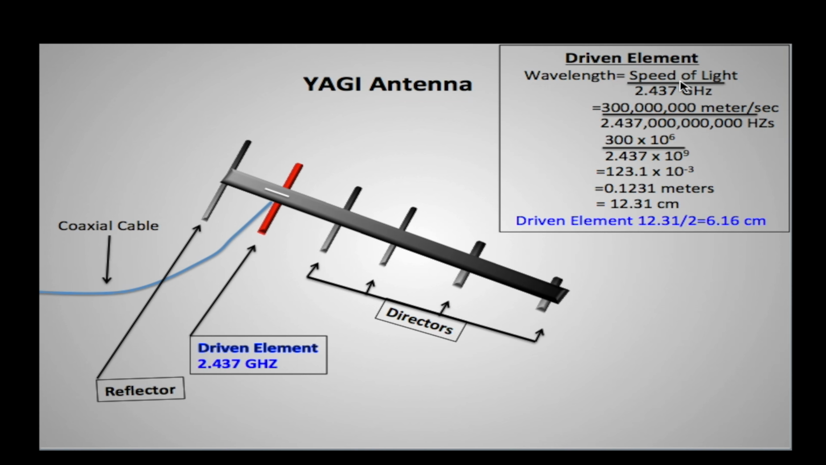Wavelength is equal to the speed of light over frequency. Now the speed of light is 300 million meters per second. That's 3 followed by 6 zeros, times 100. Okay, now the frequency is 2.437 gigahertz. That's 2.437 and 9 zeros. So here we have 300 times 10 to the 6. We just simply remove the 6 zeros here. That's how we got 10 to the 6.